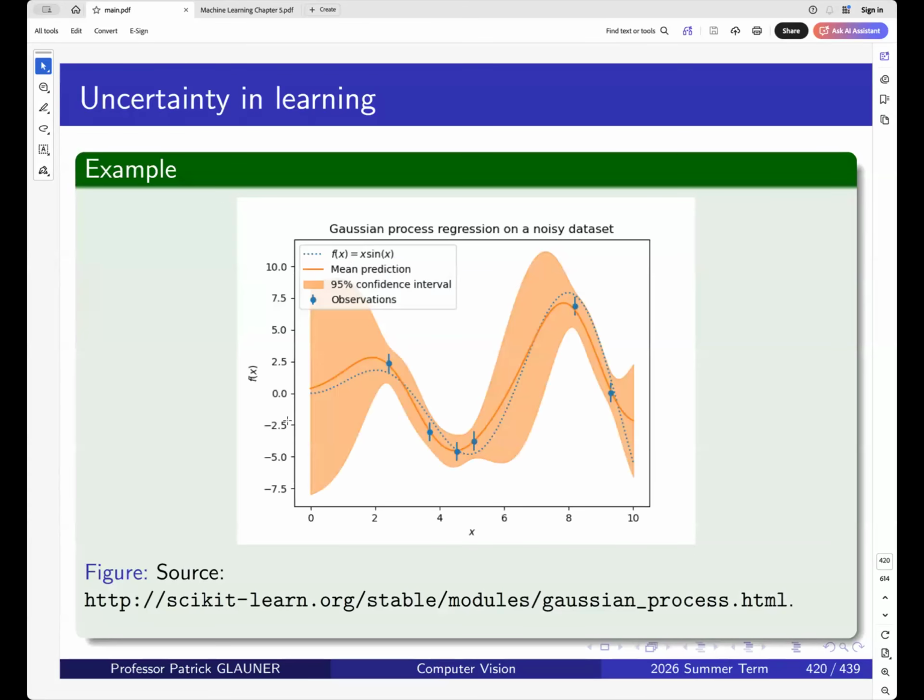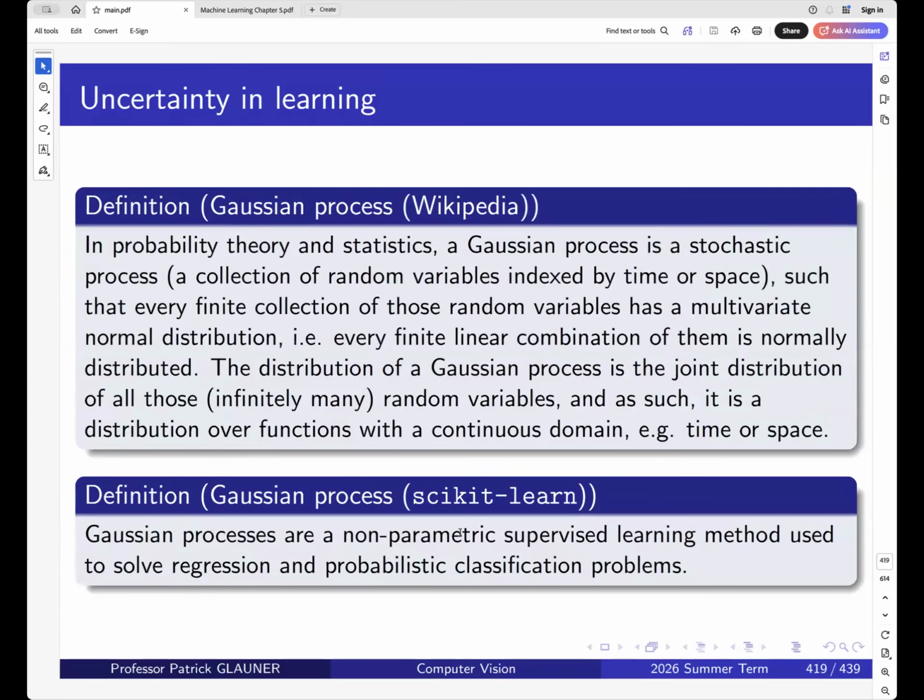And I said before that Gaussian processes are non-parametric. Who of you knows the difference between parametric and non-parametric models? If you know this, maybe thumbs up. If you don't know this distinction, maybe a thumbs down. I just want to see if anyone has come across this terminology.